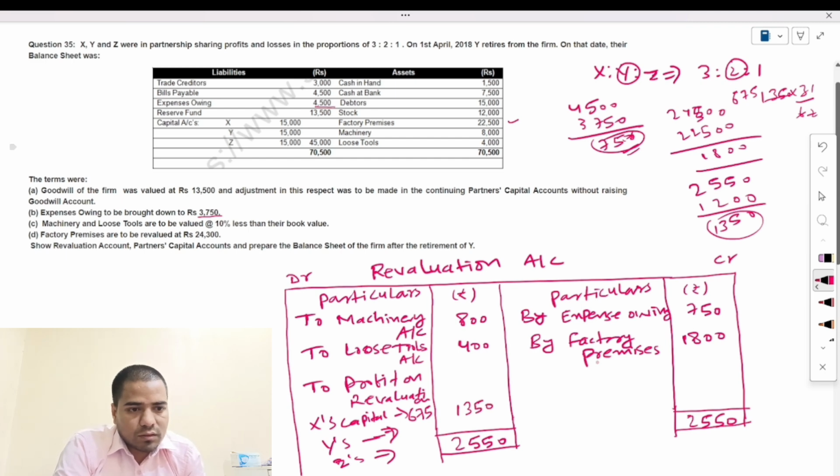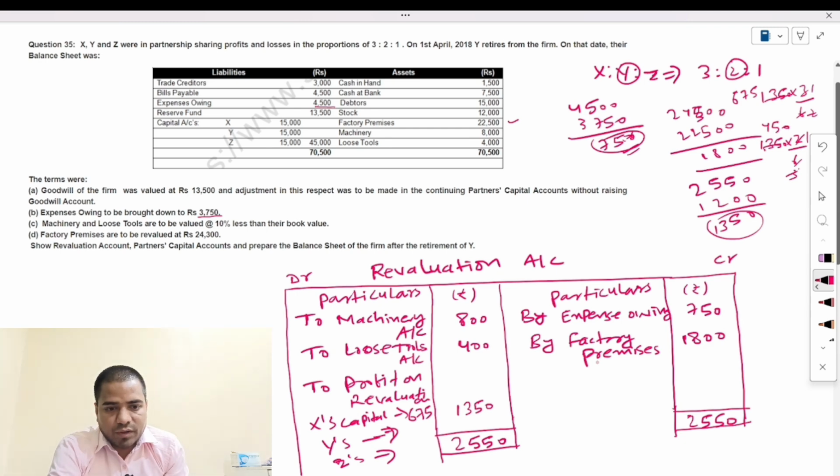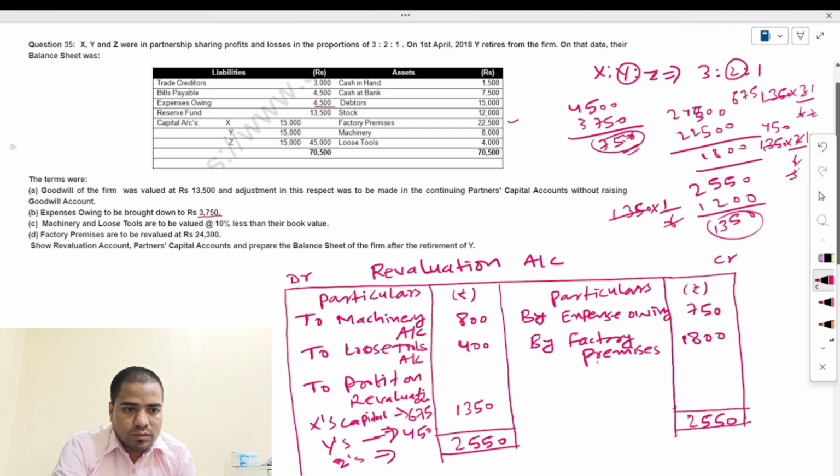And the next partner, 1,350, 2 upon 6, 3 4 the 12, 3 5 the 15, 450. And the last partner, 1,350, 1 by 6, 6 2 the 12, 6 5 the 30, so 225.